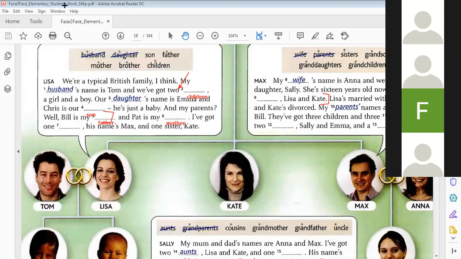My wife's name is Anna, and we've got one daughter, Sally. She's 16 years old now. I've got two sisters, Lizzie and Kate. Yes, two sisters, Lisa and Kate. Good. Yes. All right. Basma, you can continue.